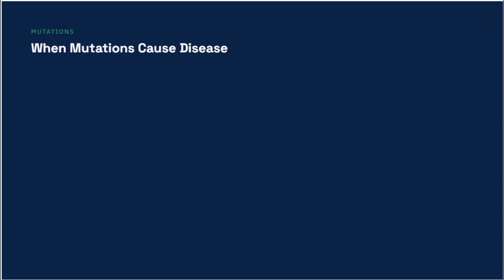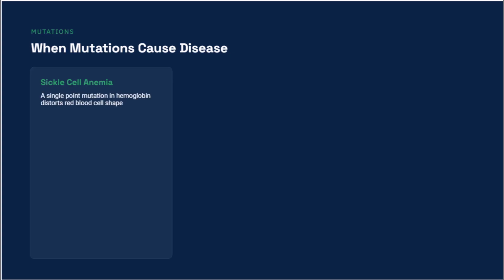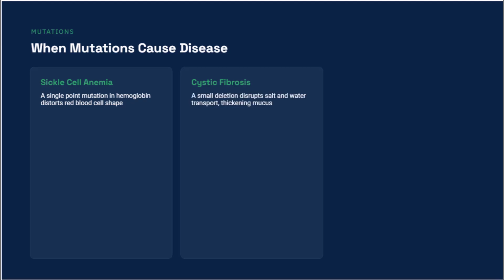These aren't abstract concepts. Mutations have direct, well-documented consequences for human health. Sickle cell anemia is caused by a single point mutation in the gene for hemoglobin, the protein that carries oxygen in red blood cells. That one letter change alters the protein shape just enough to distort red blood cells into a sickle shape, causing pain and circulation problems. Cystic fibrosis is most commonly caused by a small deletion in a different gene, disrupting a protein responsible for moving salt and water across cell membranes, leading to thick mucus buildup in the lungs.